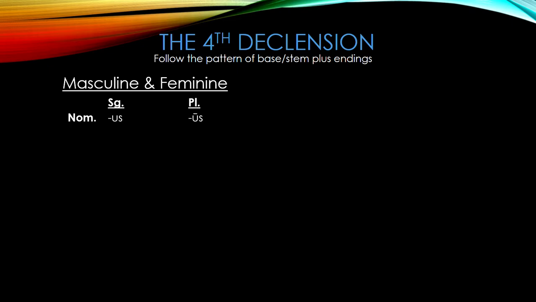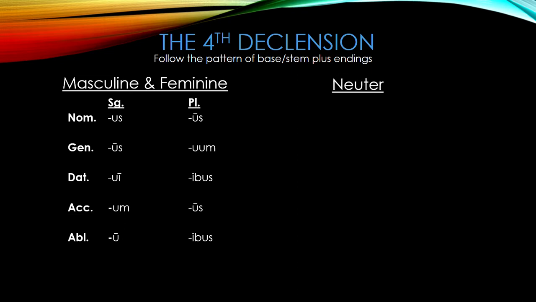In the masculine and feminine, the fourth declension endings are as follows: us in the nominative, long us in the genitive, ui in the dative singular, um in the accusative singular, u in the ablative singular, long us in the nominative plural, uum in the genitive plural, ibus in the dative plural, long us in the accusative plural, and ibus in the ablative plural. In the neuter, the forms are slightly similar.